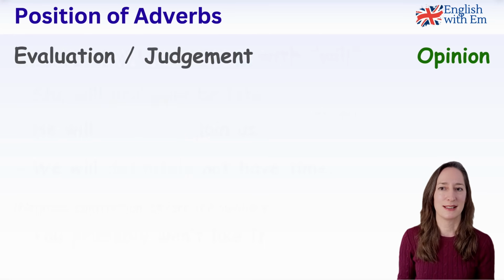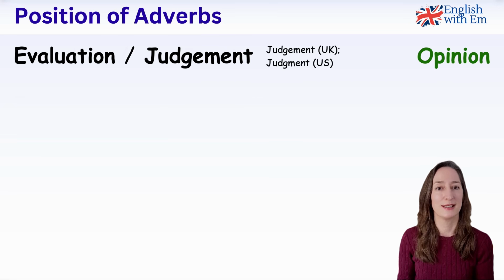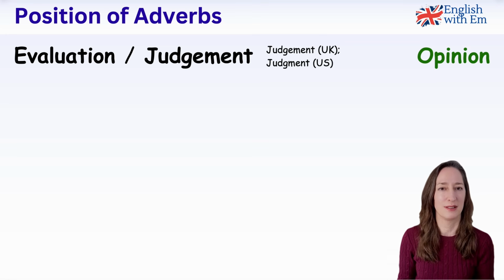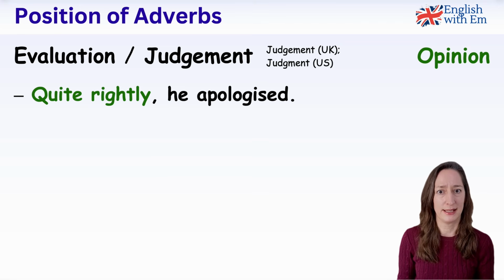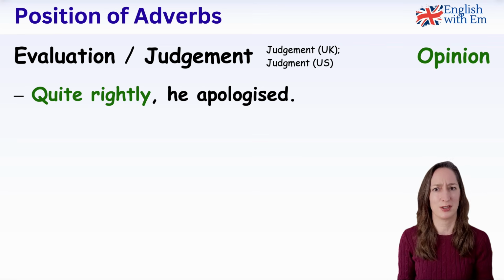Now we're going to look at evaluation and judgment. And a quick point, in British English, judgment is spelled with an E, while in North American English, there is no E. So, quite rightly, he apologised. Quite rightly, this is an expression that means I think it was the correct thing to do. So I'm expressing my opinion and I'm judging his behaviour, his action.